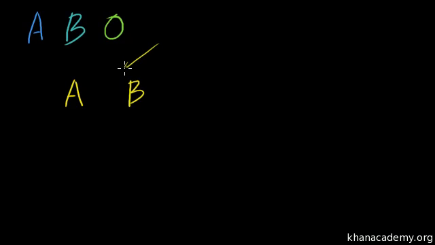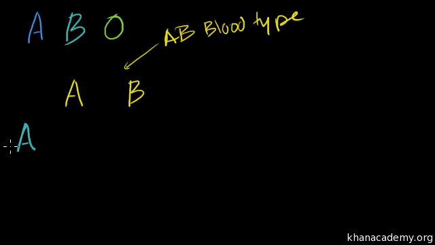So this is, let me write this right here, AB blood type. And then the other parent, let's say that they are fully an A blood type. Let's say their phenotype is an A blood type. I hope I'm not confusing you. But their genotype is that they have one allele that's an A and their other allele that's an O.